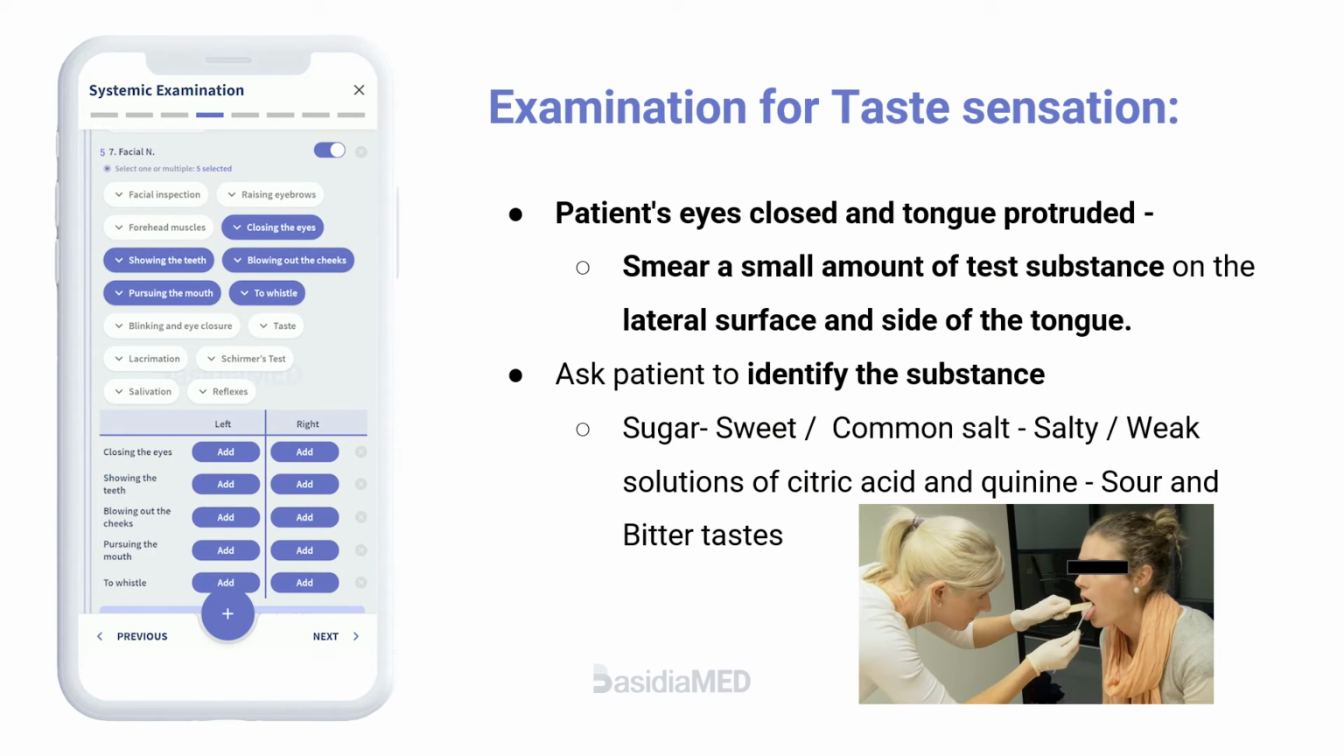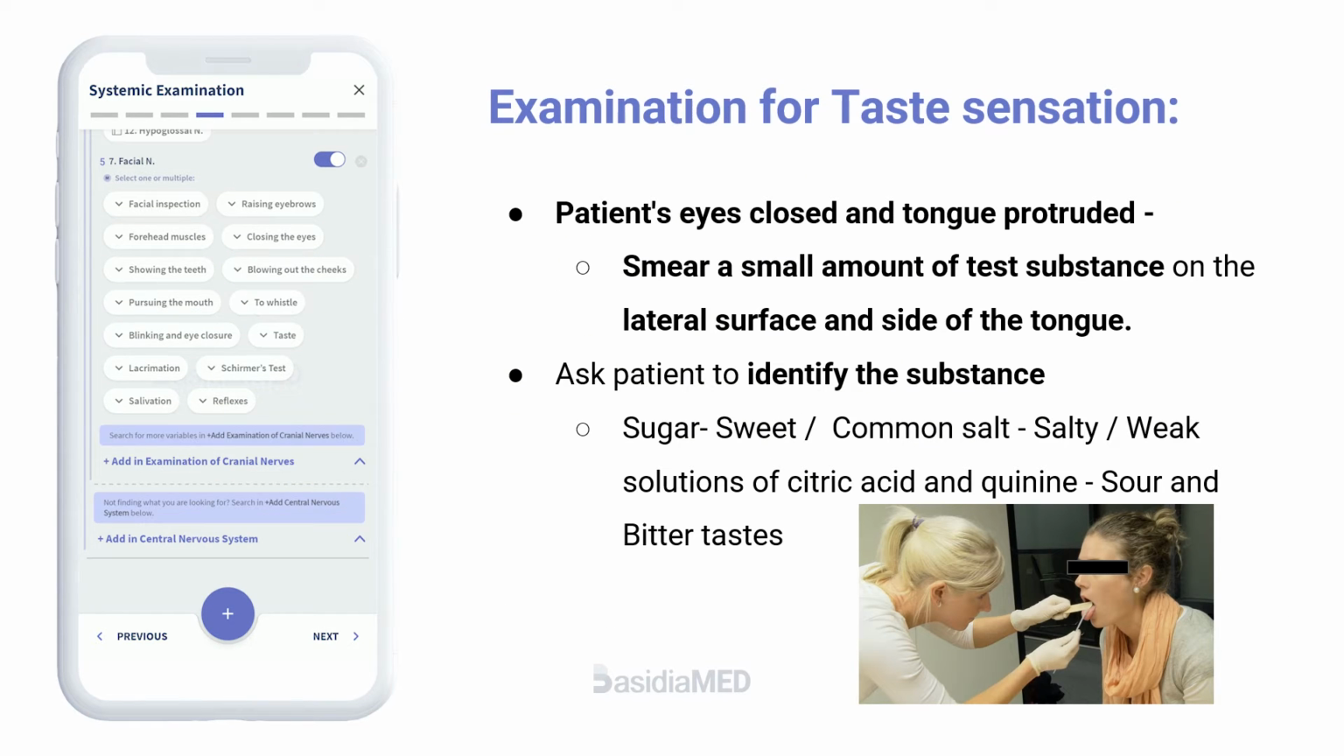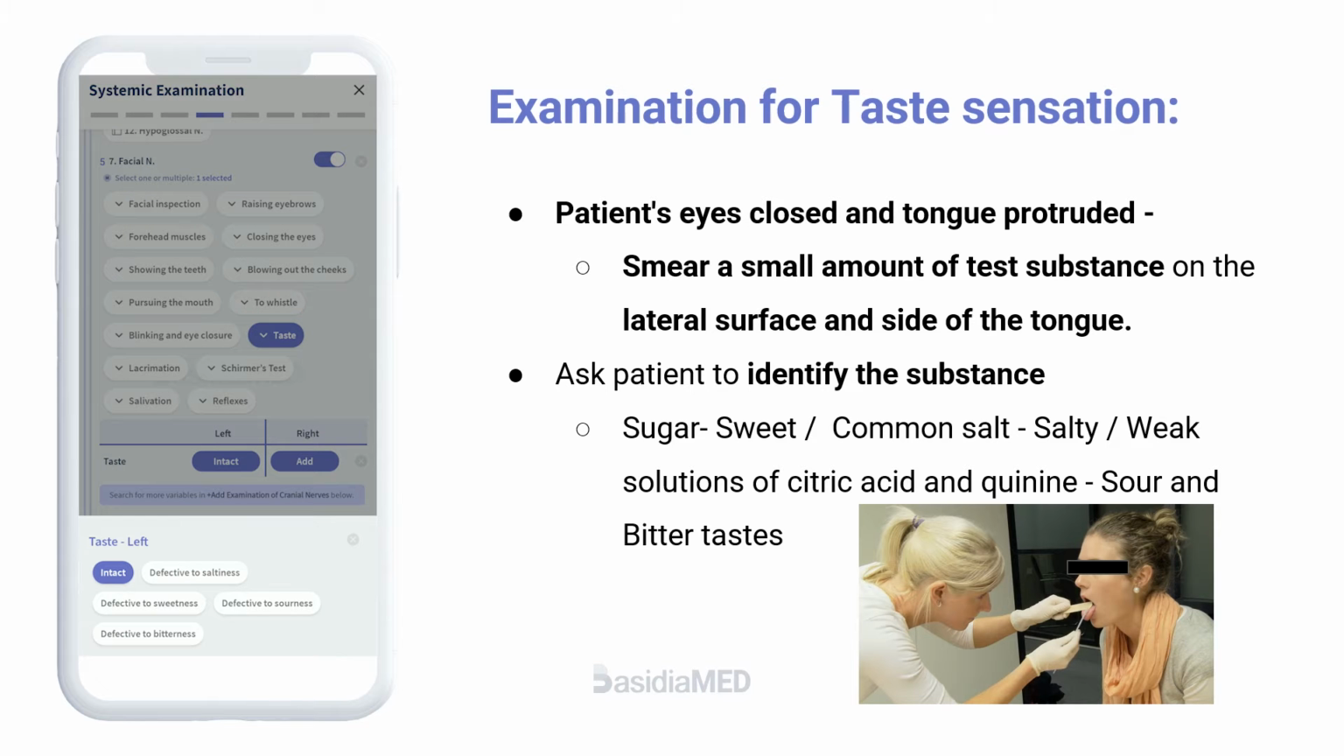To test for the sensation of taste, examine the anterior 2/3 portion of each half of the tongue separately. With the patient's eyes closed and tongue protruded, take a tongue blade and smear a small amount of test substance on the lateral surface and side of the tongue. Instruct the patient to tell you the identity of the substance. Rinse the mouth thoroughly and repeat the test on the other side using a different substance.